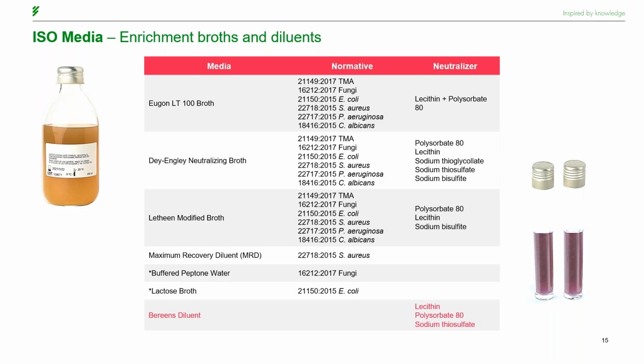In addition, we have another medium, the Butterfield's diluent, which is not an ISO medium. However, it is used routinely in the industry as it complies with the recommendations, including the most common neutralizers such as lecithin, polysorbate, and sodium thiosulfate.